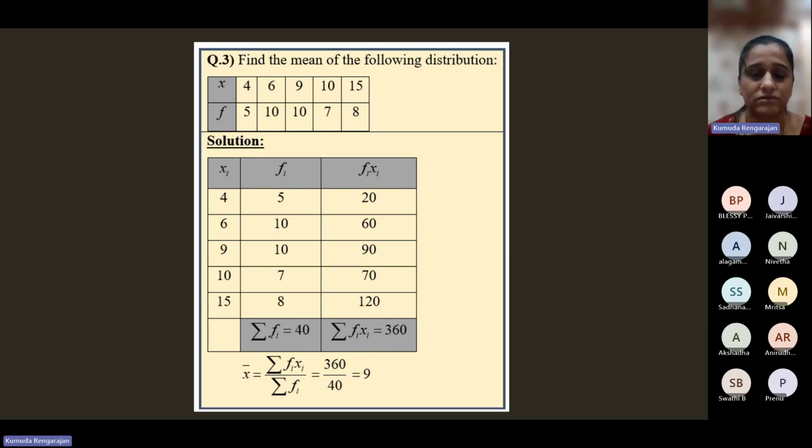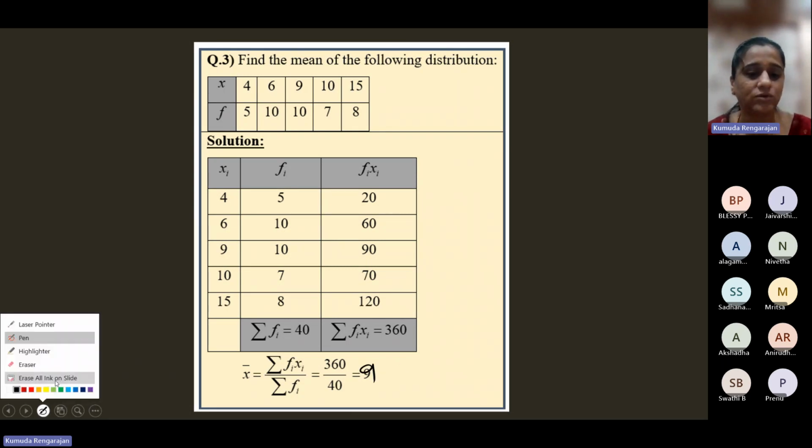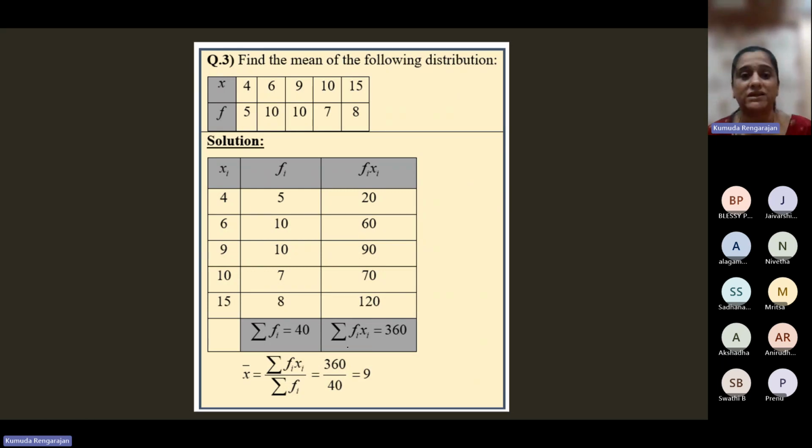It'll be positive. It will be positive. All right. So it can be, so not that you should get a whole number like 9, can be any value. So this is how we compute mean for an ungrouped frequency distribution.